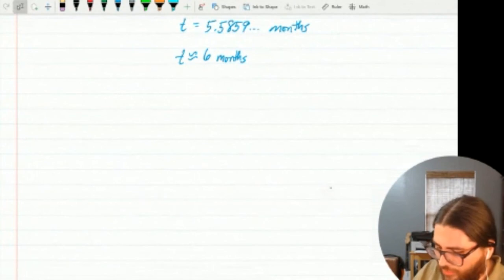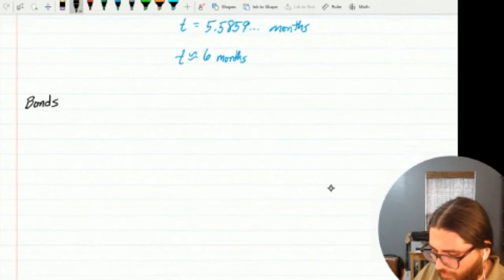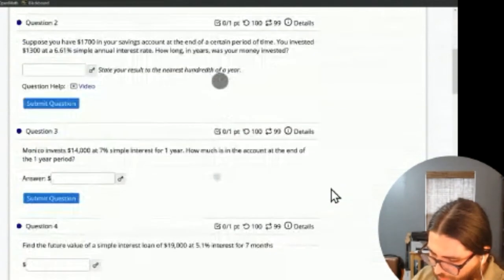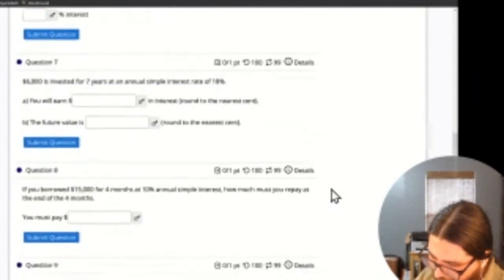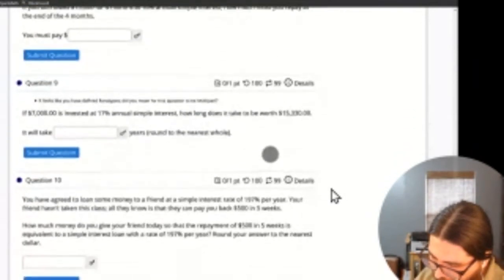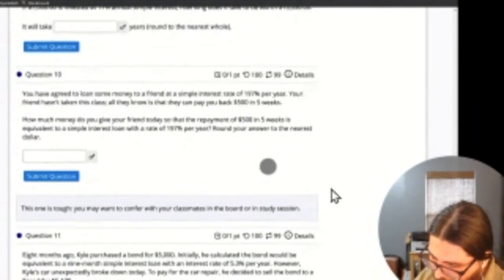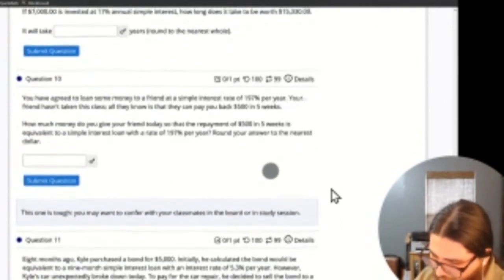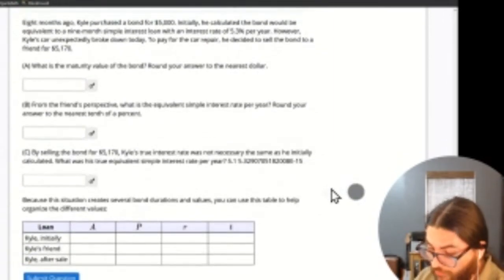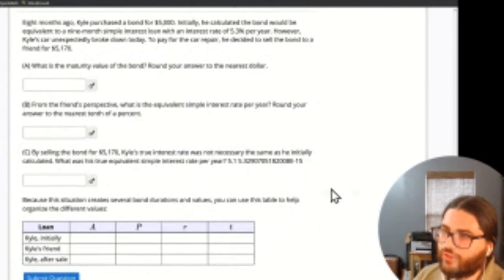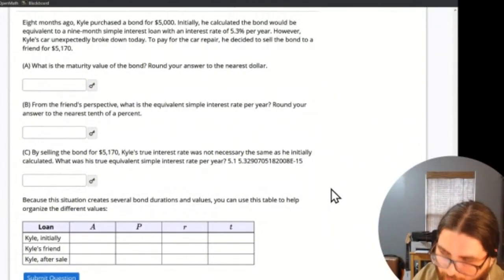I want to talk about bonds a little bit, just because we started talking about them in the My Open Math. There's a page about it in the My Open Math. If you go out, I believe one of the questions is a bond question, or did I take that one off? Oh, there it is. Question number 11. Ooh, yeah. So this one's a big one, right? There's even a table there. You can tell whoever coded this question, it was me.